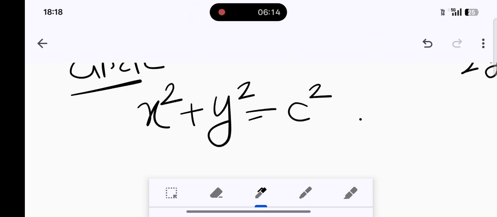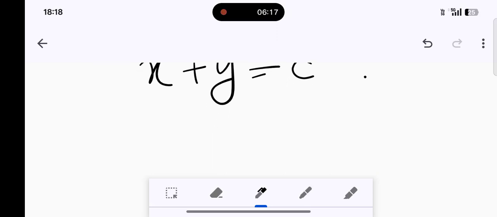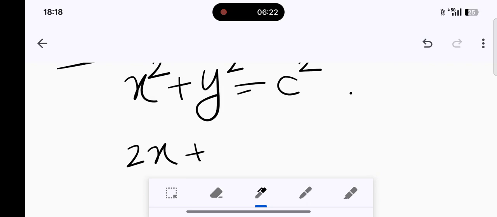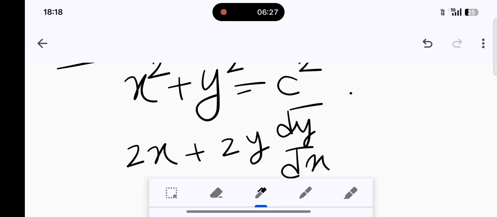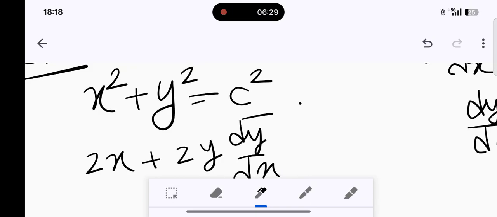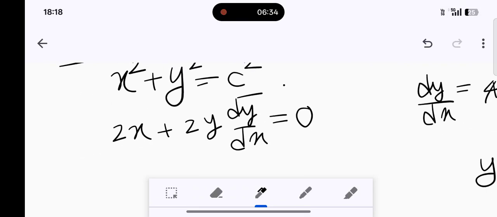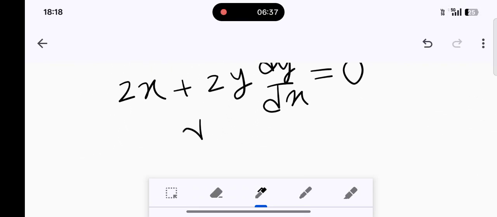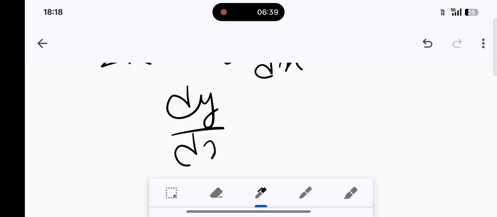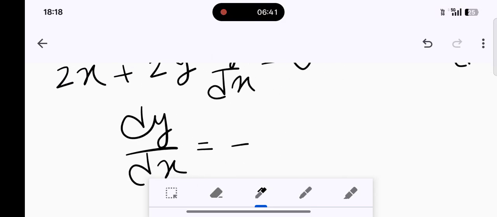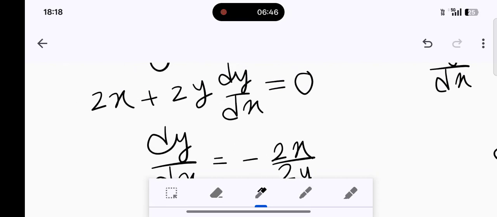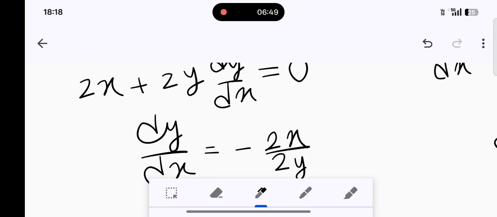Now basically in that case, if you are differentiating, then you will see the differentiation of x square is 2x, and differentiation of y square is 2y into dy by dx, and differentiation of the c, which is nothing but the radius, which is fixed for a particular circle, and c is the arbitrary constant, it will become 0, right? It will become 0. Very nice. In that case you will see that dy by dx is equal to minus 2x divided by 2y, right? I'm taking the 2x at the right side, it will become minus 2x divided by 2y.